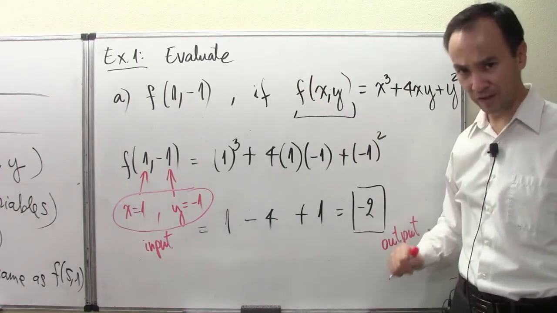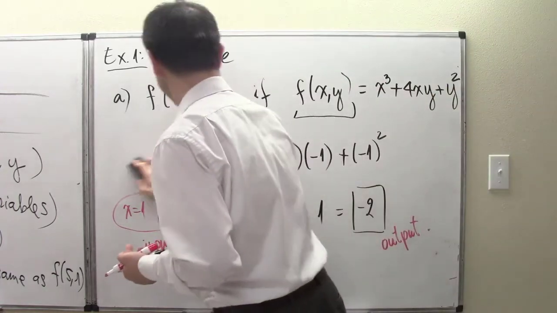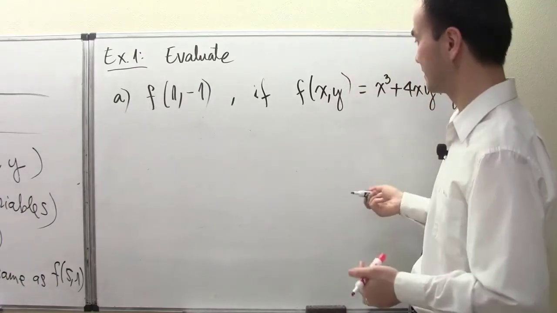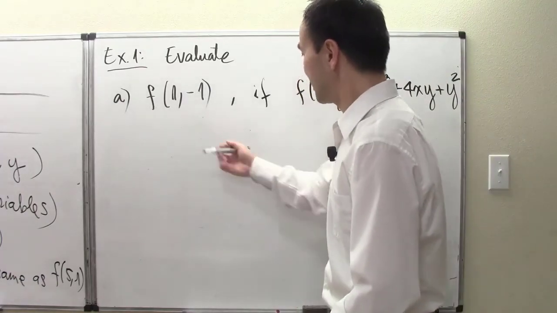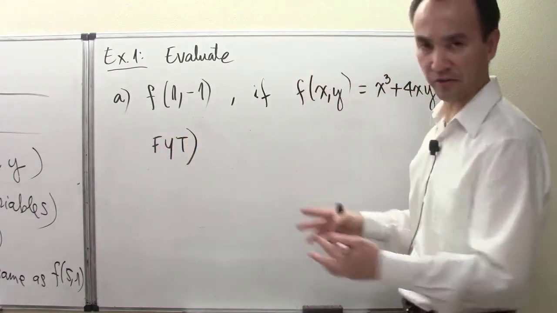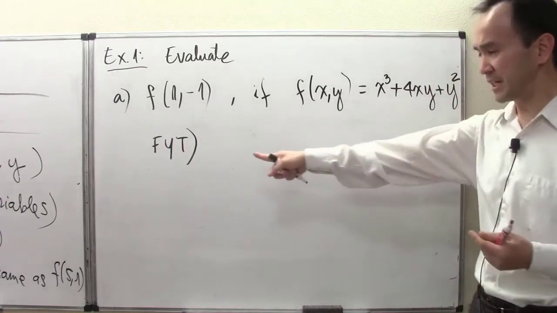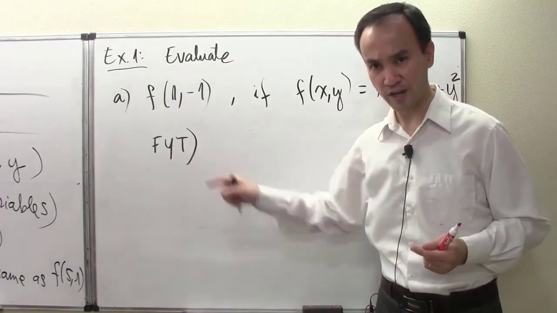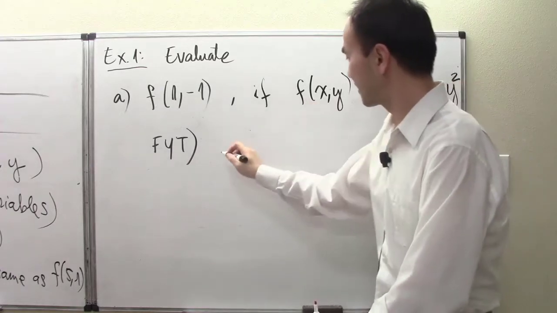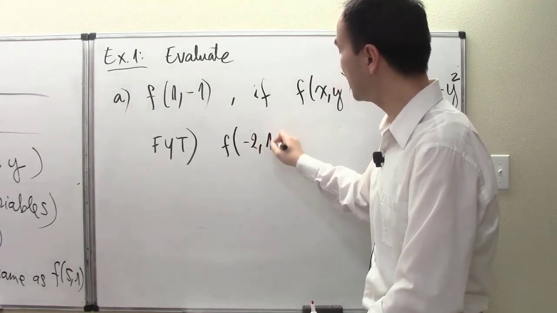The same example 1 right here, but let's look at part 2. Before I really get into the actual next part, let's give it an FYT problem. FYT stands for your own trying. So how about with the same function defined here in part A? Let's look at f of minus 2, 1.